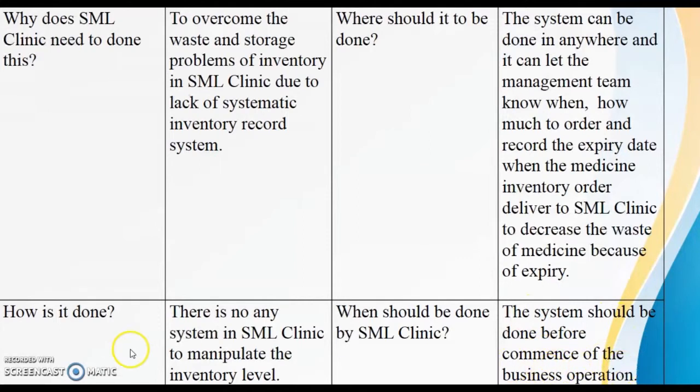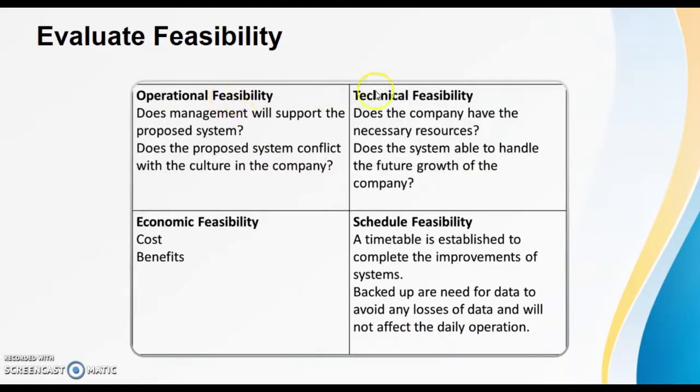There are a few indicators we use to evaluate the feasibility. In operational feasibility, the management will support the new proposed system because it saves costs and reduces the workload, and the system does not conflict with the old culture of the company. Besides, in technical feasibility, the company needs to hire technical expertise to develop the system and it will be able to handle the future growth of the company.